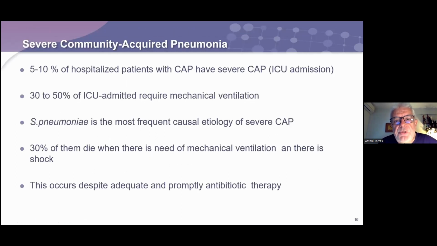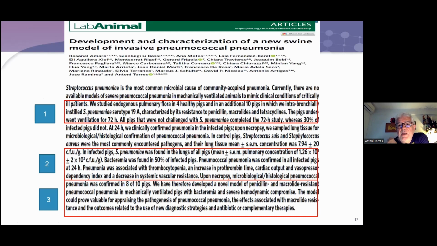Well, let's move now to severe community-acquired pneumonia. You know perfectly well the burden of the disease. I'm not going to go through the details of this slide, but we published the following model. I think it's the first one in Streptococcus pneumoniae, because Streptococcus pneumoniae is important to study in animal models since it's the first microorganism causing community-acquired pneumonia.